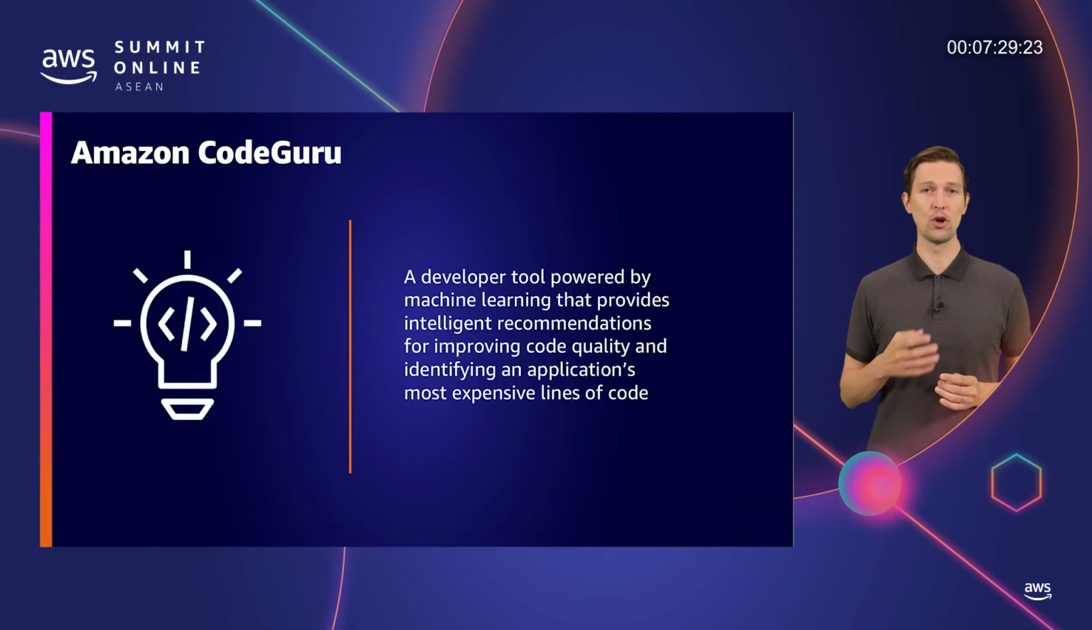CodeGuru is a machine learning-based service that offers two functionalities, reviewer and profiler, as shown here in the different stages of a CI/CD developer workflow. In a nutshell, reviewer runs automated code reviews and carries out static code analysis, providing recommendations, whereas profiler evaluates the dynamic app performance in runtime and provides you with recommendations. These recommendations are generated using machine learning models that have been trained on millions of code reviews and tens of thousands of application profiles conducted within Amazon as well as open source projects.